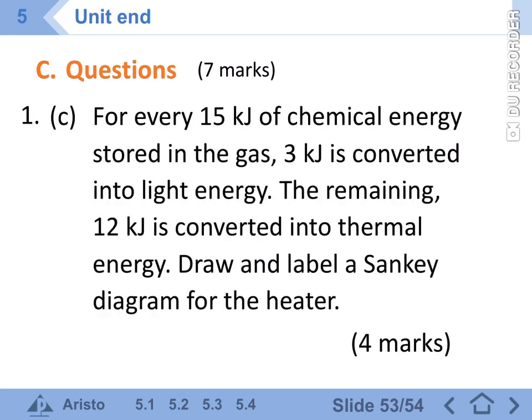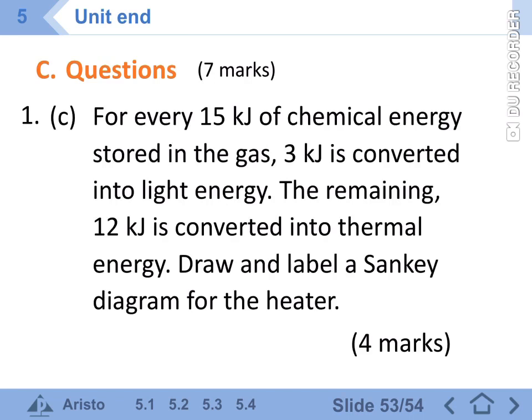Now, you need to draw the Sankey diagram. Please take a look at this question and figure out for each square how big the unit should be, because here the input is 15 kilojoules. I give you a hint: each square should be 1 kilojoule. You have to start somewhere in the middle of the graph, so that you would not run out of space when you turn from the middle to the bottom for the waste energy.